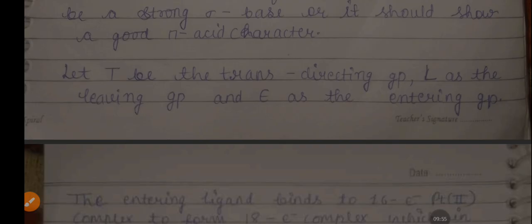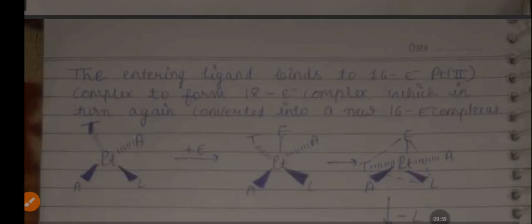Let T be the trans-directing group, L the leaving group and E the entering group. The entering ligand binds to the 16 electron platinum(II) complex to form an 18 electron complex, which in turn is again converted into a new 16 electron complex. The mechanism of associative ligand substitution of platinum(II) complexes.